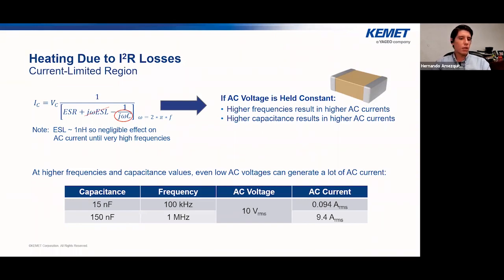This table shows that with the same amount of voltage, in this case 10 volts RMS, but an increase in the capacitance, for example from 15 to 150 nanofarads, and an increase in the frequency from 100 kilohertz to 1 megahertz, it results in an increase of 100 times in the AC current that we have.